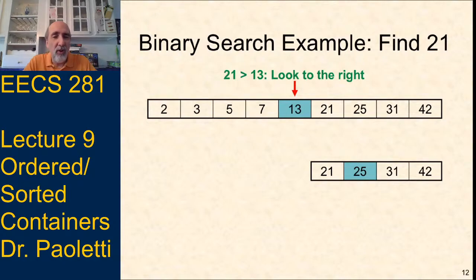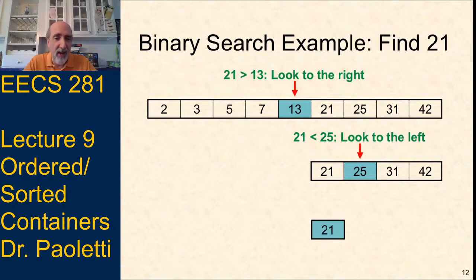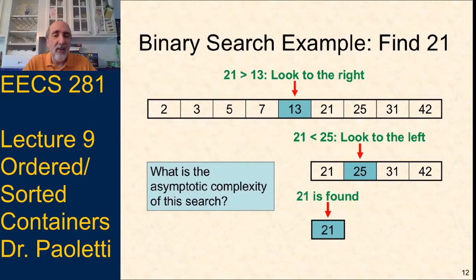So we look for 21 there. That's not what we're looking for. That's greater than what we're looking for, so we look left. All right, we look in the middle of that region, and we find what we're looking for. So that's a basic binary search. And the asymptotic complexity, we hope, would be log n.